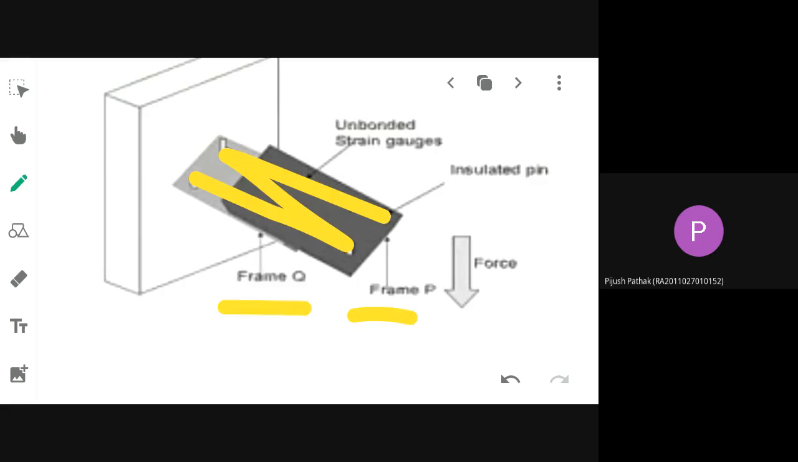So this is also called a displacement transducer. Why is this also called a displacement transducer? LVDT is another good example of a displacement transducer. Strain gauge is also a displacement transducer. Why? And tell me whether this is an active category or a passive category.